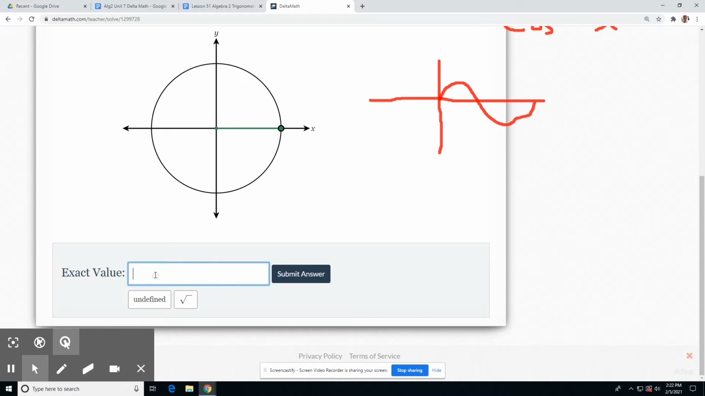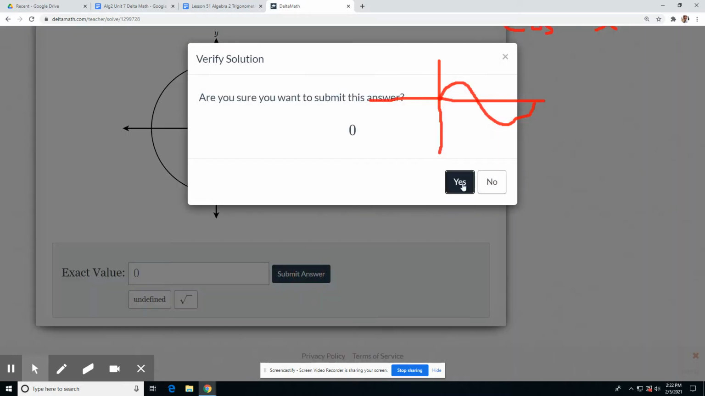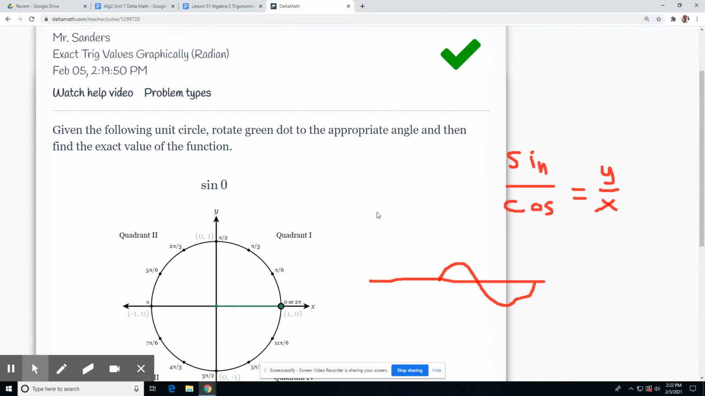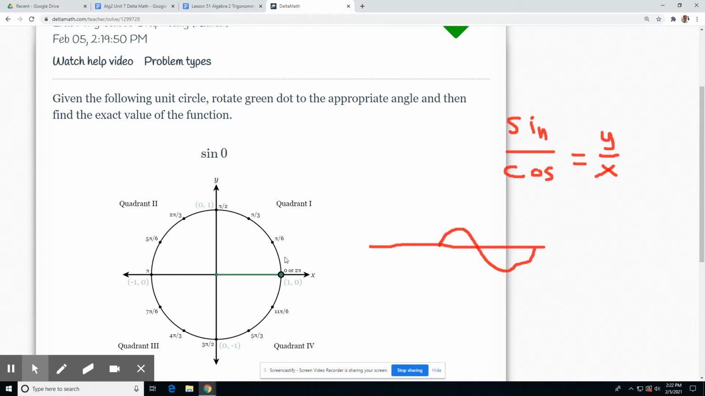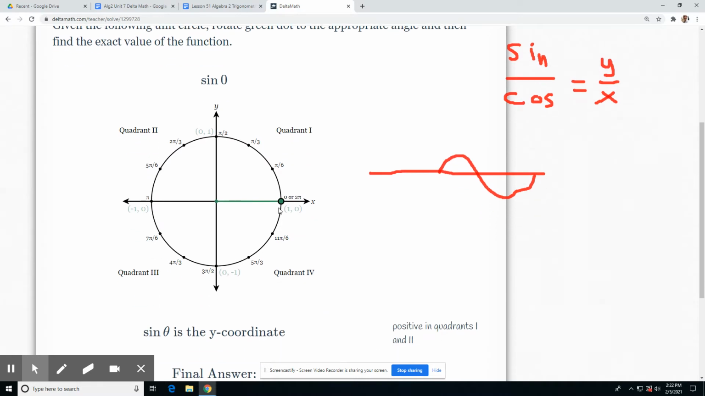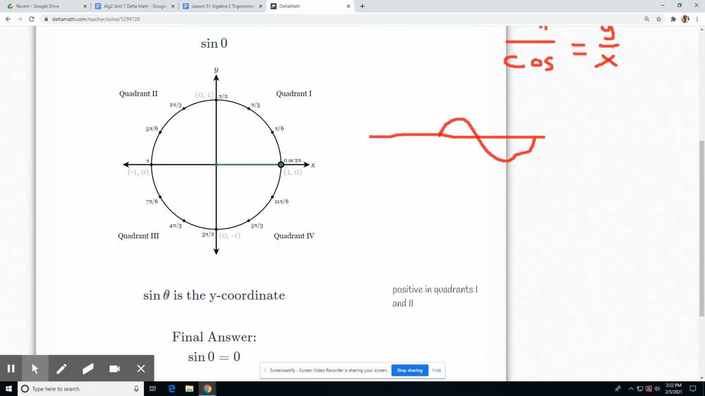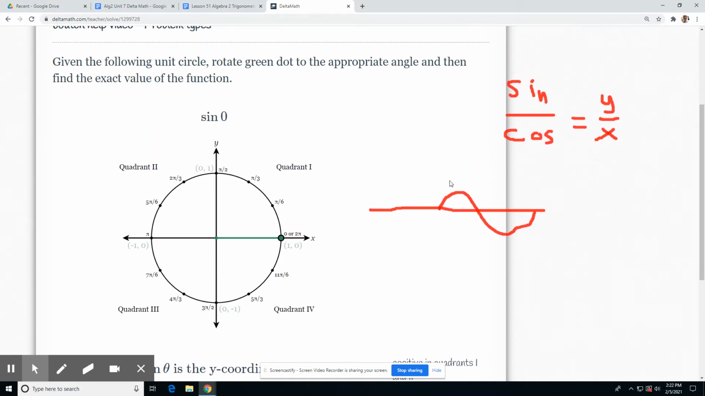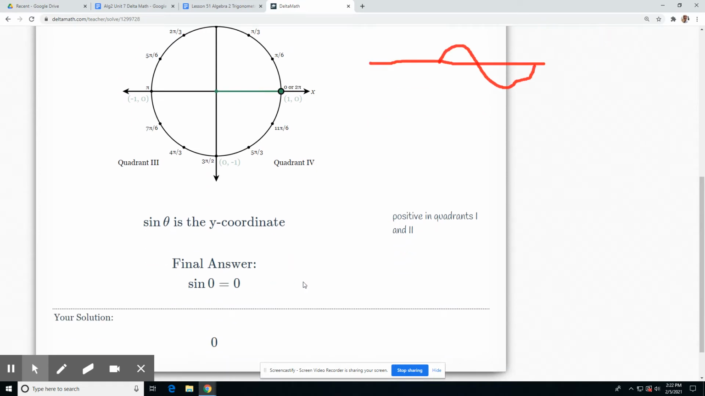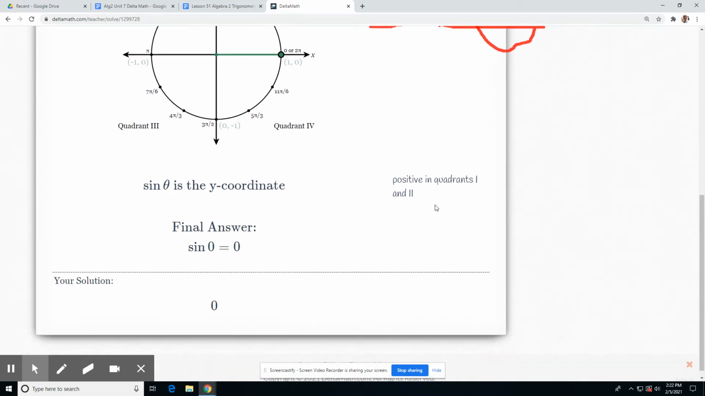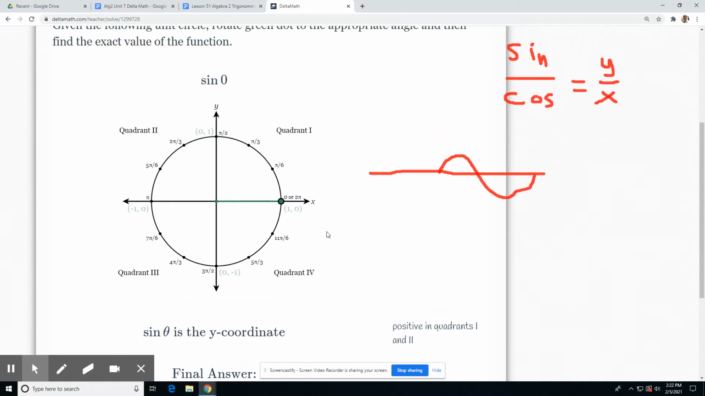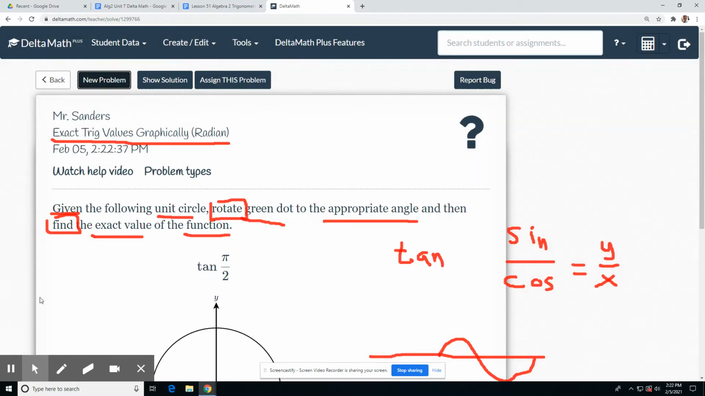Let's see how they do it. All right. So sine of 0 is right there. Sine is the y coordinate. So, yep. Final answer, sine of 0 is 0. Yes. So positive in quadrants 1 and 2. I think we're okay. And let's check out the next one.